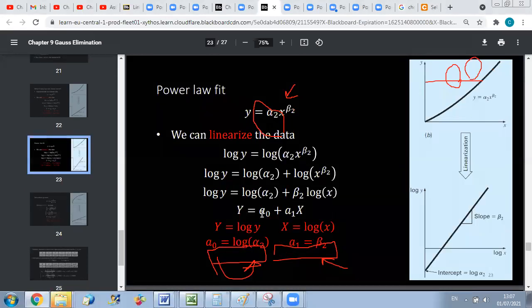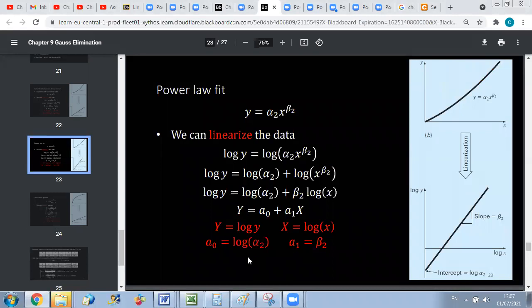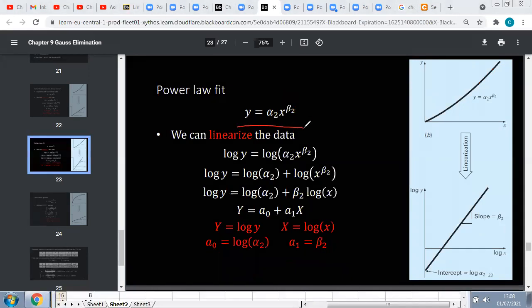Here also, same case, meaning in the log case, same concept. Instead of doing the transformation each time, once you find A0 and A1, you can deduce what alpha 2 and beta 2 are. Okay? And then use alpha 2 and beta 2 in this equation. So for any small x they give you, small y is alpha 2 times x to the power beta 2.